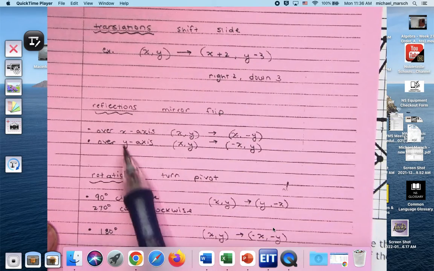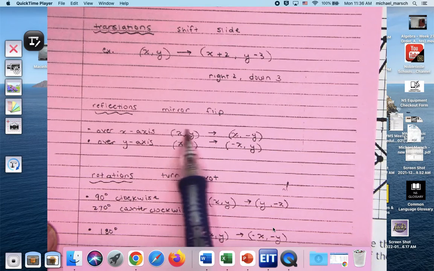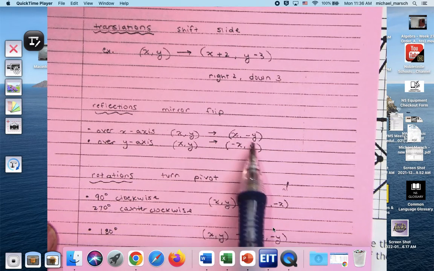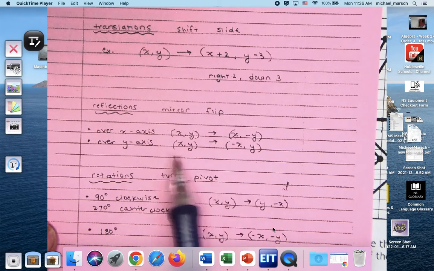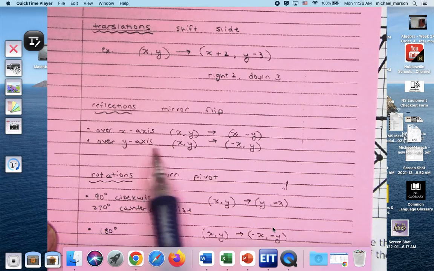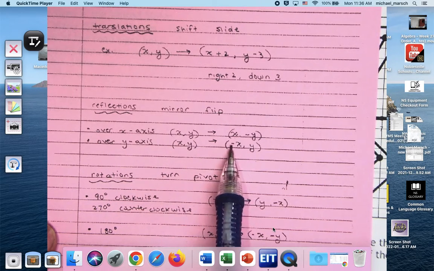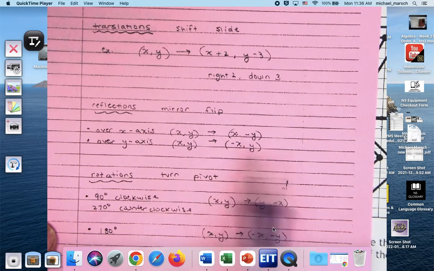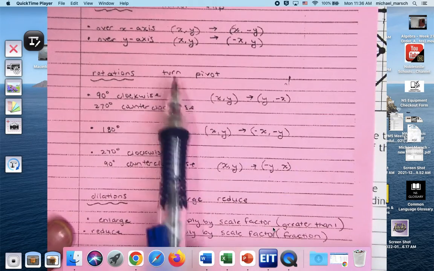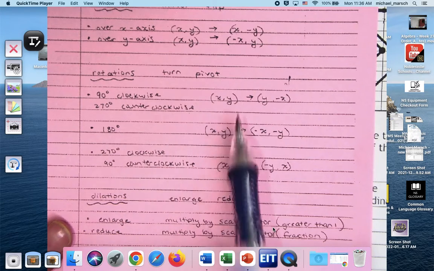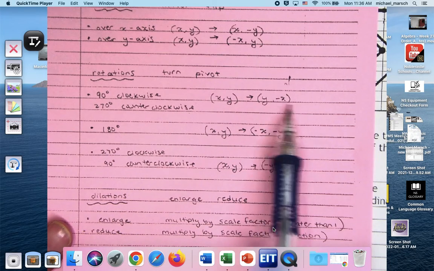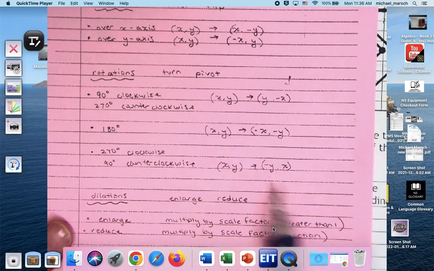Reflections, we reflect over the axis. Remember, if we start out here and we're reflecting over the x-axis, x stays the same, y is the opposite. If I'm reflecting over the y-axis, x is the opposite, y stays the same. Remember, this negative sign just means opposite of. For all the rotations, we have every single one. You start out with x, y, and then what do you do with those to make the image coordinate?